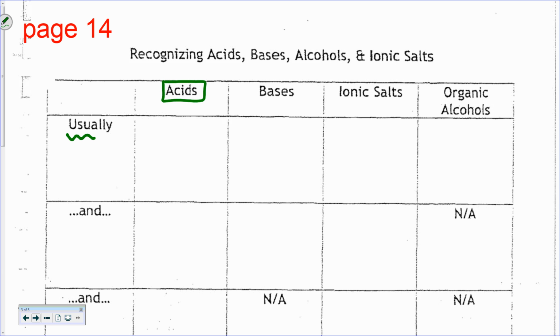Acids usually have H+. They usually have H+. An example of that would be an acid like HCl, hydrochloric acid.